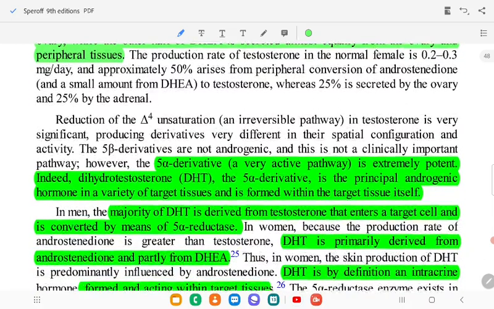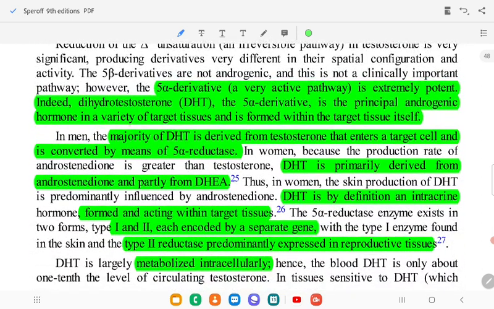The reduction in the saturation of testosterone is very good. The 5-beta derivative is not androgenic. This is not a clinically important pathway. However, the 5-alpha derivative is a very active pathway and is extremely potent. Indeed, dihydrotestosterone, a 5-alpha derivative, is the principal androgenic hormone in a variety of target tissues and is formed within the target tissue itself. In men, the majority of DHT is derived from the testosterone that enters the target cell and is converted by 5-alpha reductase. In women, because the production rate of androstenedione is greater than that of testosterone, the DHT is primarily derived from the androstenedione, directly from the DHEA.